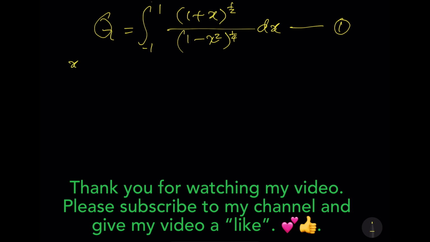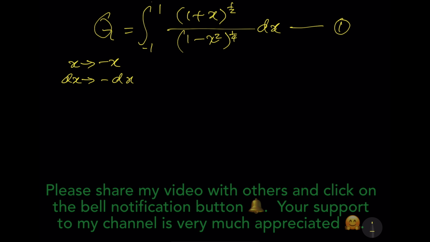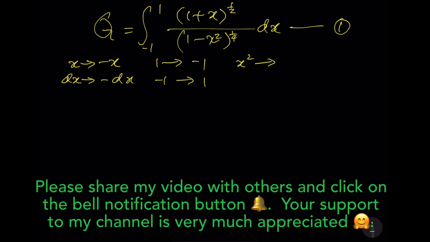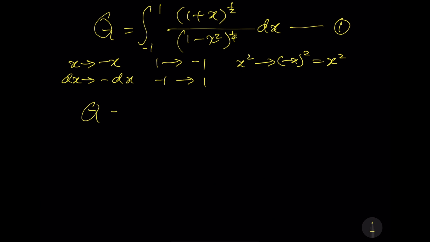Apply changing sign of variable strategy. Change the x become negative x. Therefore, dx become negative dx. 1 become negative 1. Negative 1 become 1. X power 2 is still x power 2. Q become integral 1 to negative 1.